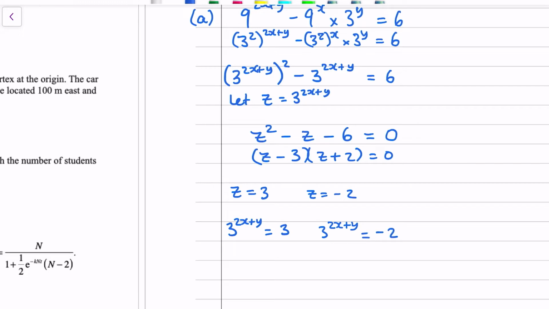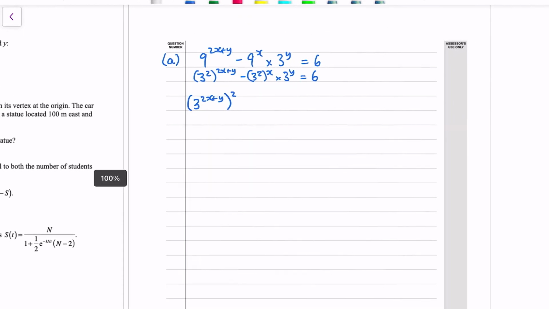The second one is not possible. 3 to the power of something is never a negative. So it's the left-hand one, which tells us that 2x plus y must equal 1. Okay, so that's the first part of the problem done, and I haven't even looked at the second equation yet.